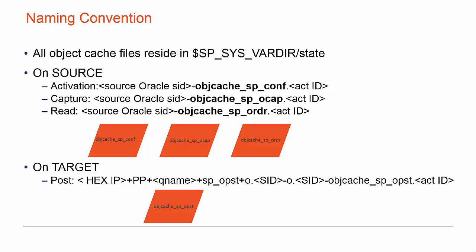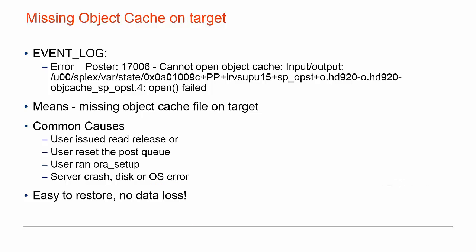In this case, the post process will be stopped with error poster 17006 cannot open object cache, followed by the location of your vardir state directory and the name of the object cache file that is missing. What this error means is the object cache file is missing and it needs to be restored.